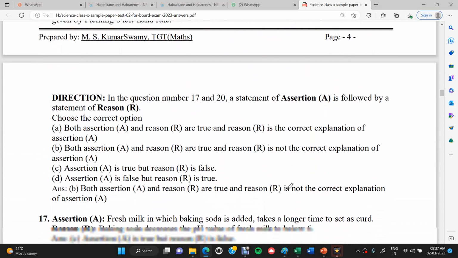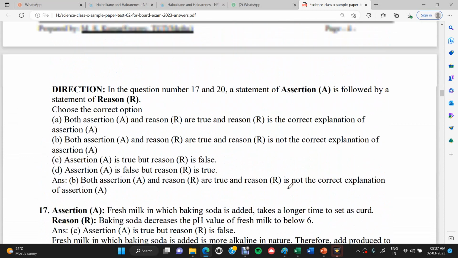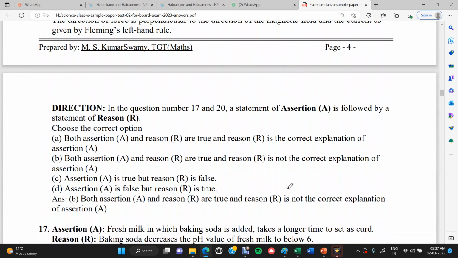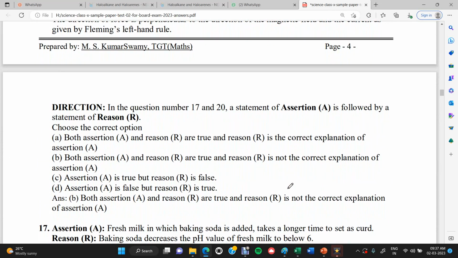Assertion reasoning. Yeah, this is an interesting question, and this is an often asked question, pa. This we have to understand, right? Before seeing the answer. Listen here. Fresh milk in which baking soda is there takes longer time to set as a curd. Baking soda decreases the pH value of the fresh milk below 6. Right. So, wait, exactly, right.